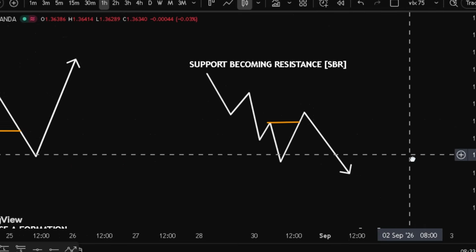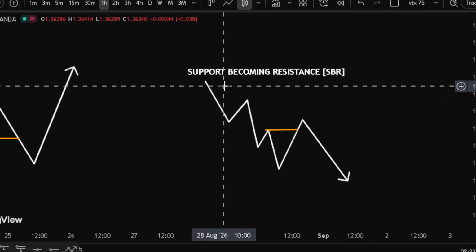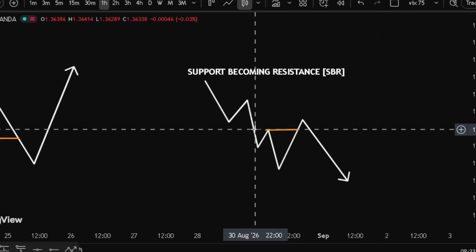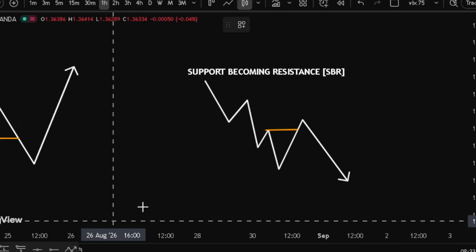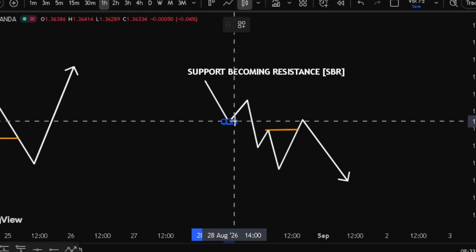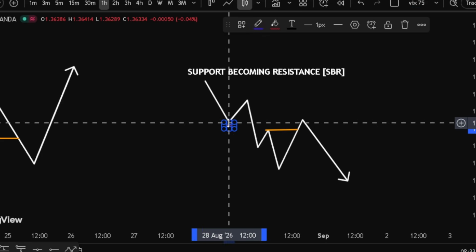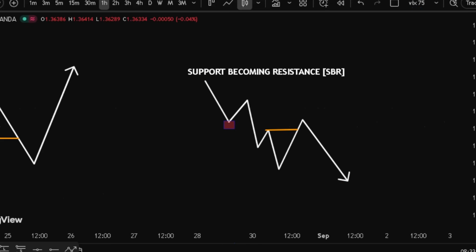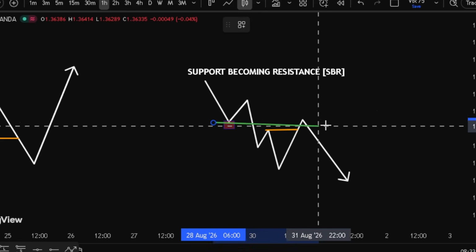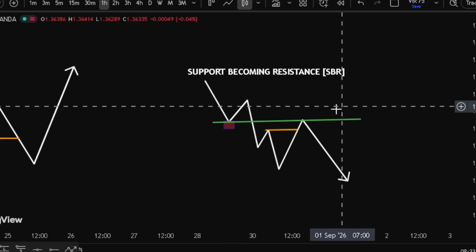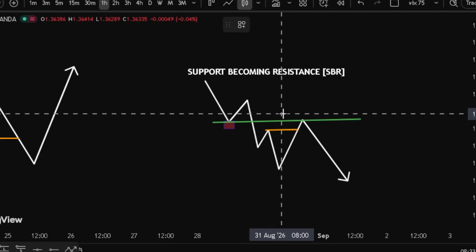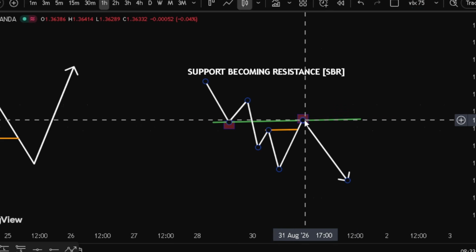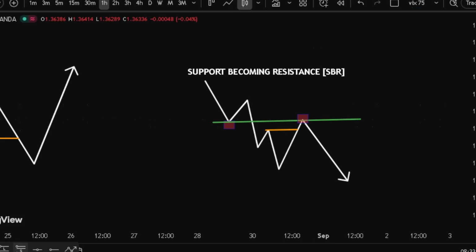So now I'll take you to the next one, which is known as the support becoming resistance, which is the SBR. Price was previously pushing, getting rejected, getting support from this level, and pushing towards the upside. But now, when price is able to break that particular level and come below that level, we expect to use it as our resistance, whereby we expect price to be rejected on that level and continue pushing to the downside.